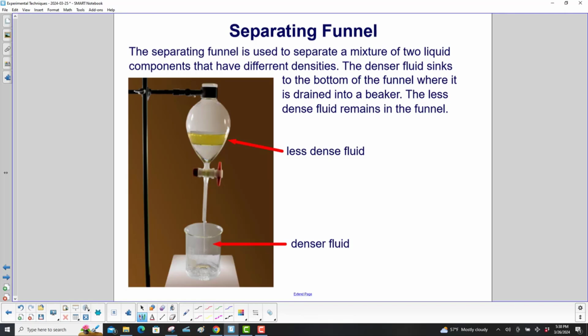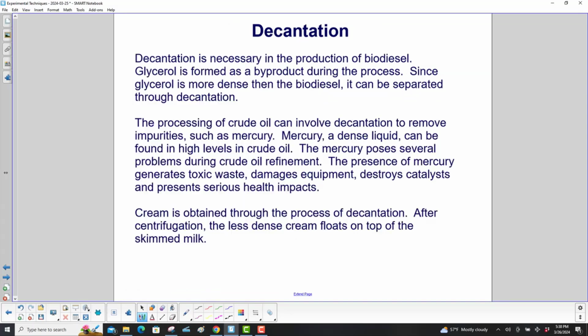The denser fluid sinks to the bottom of the fluid, going down like this, where it is drained into a beaker. The less dense fluid remains in the funnel. Decantation is necessary in the production of biodiesel. Glycerol is formed as a byproduct during the process. Since glycerol is more dense than the biodiesel, it can be separated through decantation.